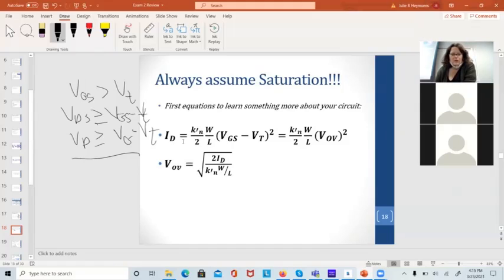And if you know the current, you can calculate VGS. If I know VGS, I can calculate the current, and you'll be given the size of the transistors. We did do some homework problems where you had to calculate the size of the transistors. I'm not going to ask you to do that here.